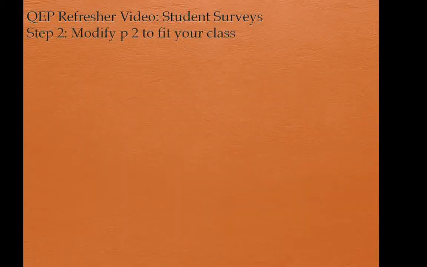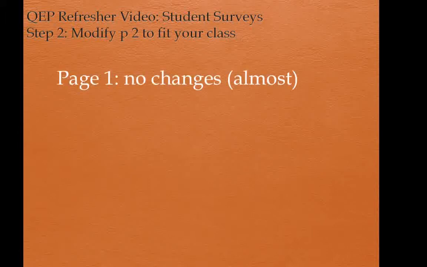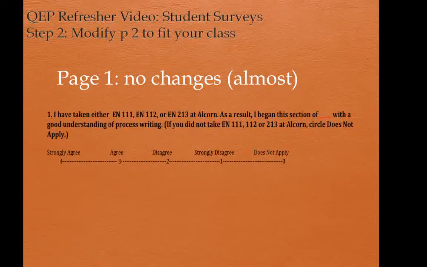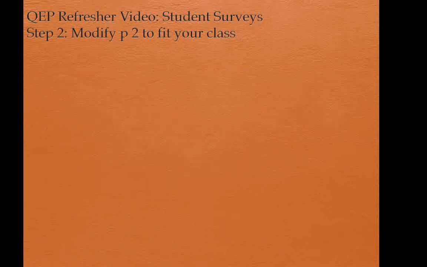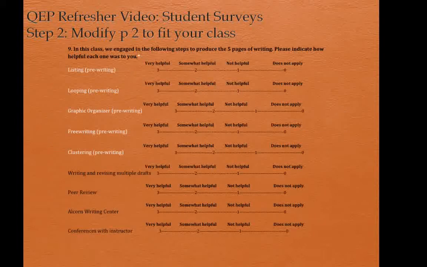Once you have the survey, you have to do some minor modifications to make it fit your class. On page 1, there are no changes, well, except for one thing for the upper level classes. On that question 1, they can fill in their own section. For example, as a result, I began this section of Chemistry 404. But EN 213 instructors don't have to change anything on page 1. It's page 2 where we make the modifications.